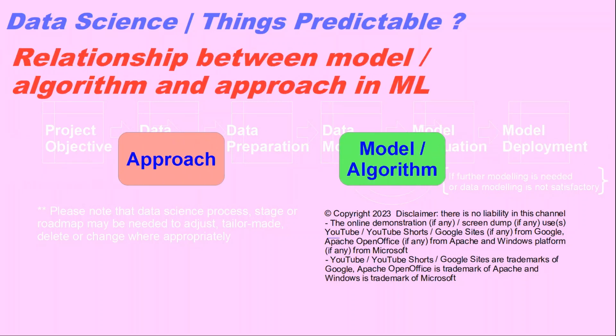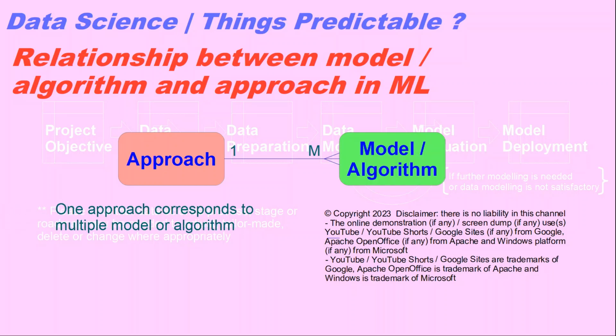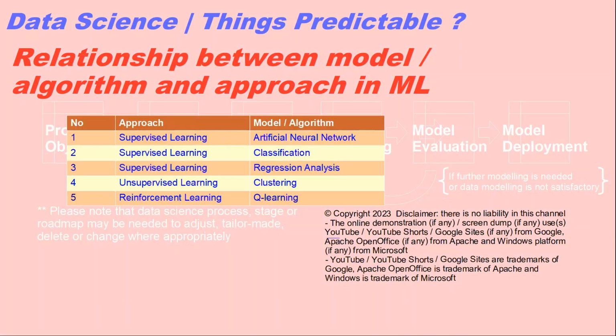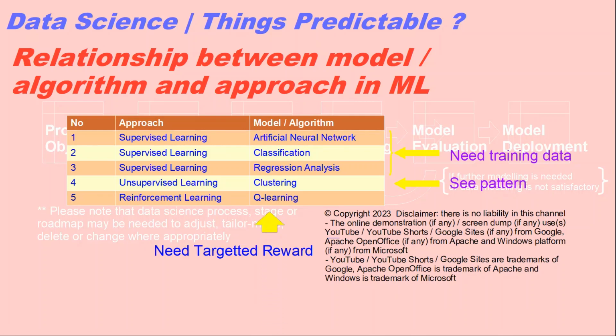Relationship between model or algorithm and approach in ML. One approach corresponds to multiple model or algorithm. One model or algorithm corresponds to one approach. Artificial neural network, classification and regression analysis are examples of supervised learning which need training data. Clustering is an example of unsupervised learning with seeing pattern. Q-learning is an example of reinforcement learning which needs target reward.